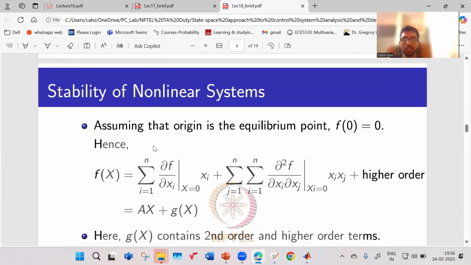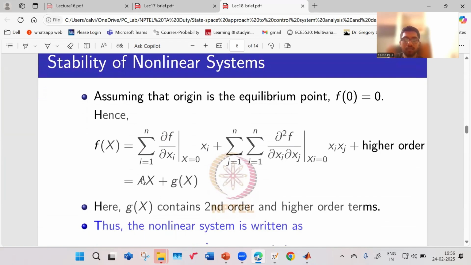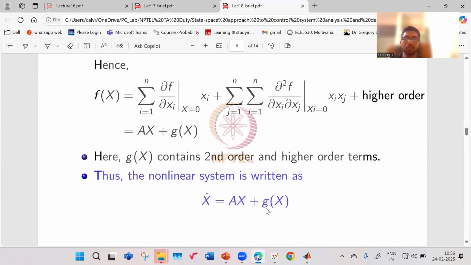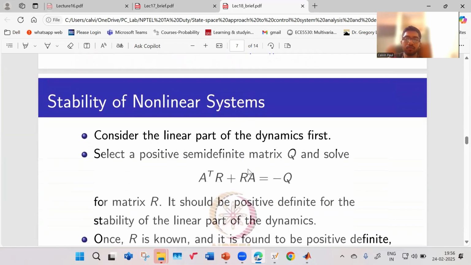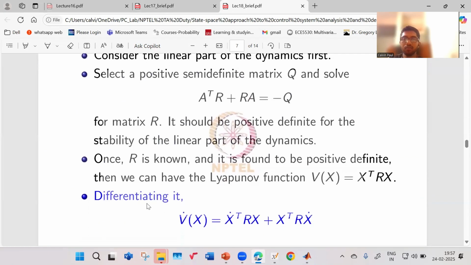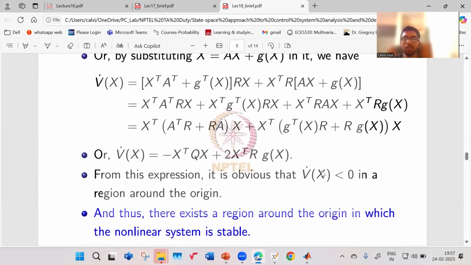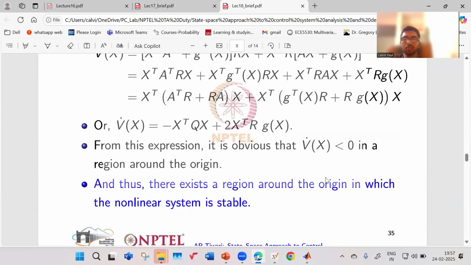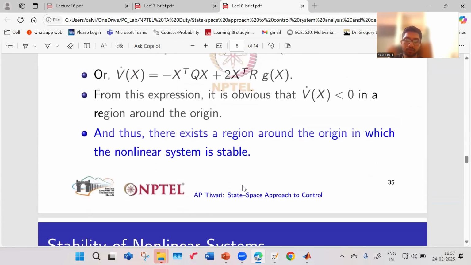So f of x is actually given by this. This is the linear part and this is the non-linear part, because it contains second order and higher order terms. So we are decomposing it into a linear part and a non-linear part. Then we have to find a positive semi-definite matrix Q. If that is found, then we can say that the system is stable. All right. If v dot of x is less than 0 in a region around the origin, then we can say that it is a region around the origin in which the nonlinear system is stable.